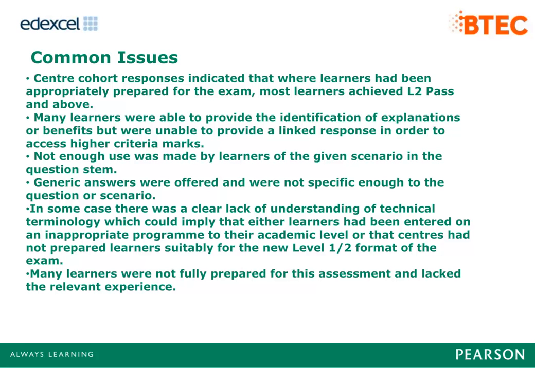This slide summarizes some common issues with the paper and makes suggestions for improvement. Center cohort responses indicated that where learners had been appropriately prepared for the exam, most learners achieved either a Level 1 or Level 2 pass. Many learners were able to provide the identification of explanations or benefits, but were unable to provide a linked response in order to access higher criteria marks.